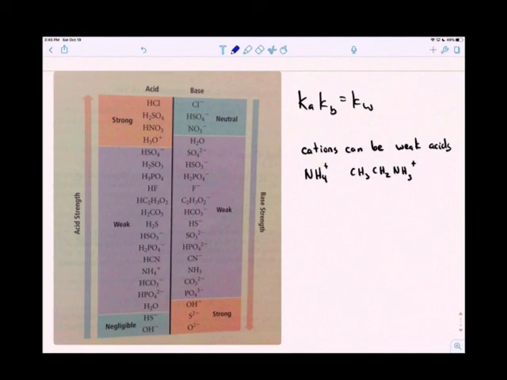But generally speaking, the stronger the acid, the weaker the conjugate base, so there's an inverse proportion with that. And the other thing, cations can also be weak acids. They're conjugate acids, but in general, they are also weak acids. But okay, so moving on, we've got one more section to go in this chapter.